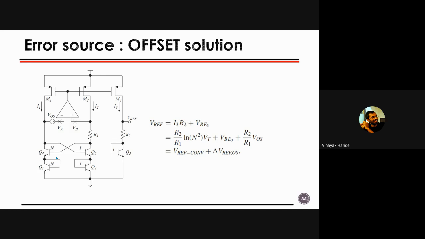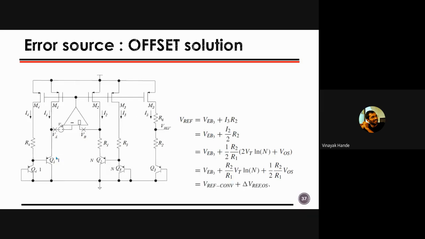So people don't prefer this kind of circuit below 180 nanometer technology. At 180 nanometer technology also, it can operate only at room temperature and above. Below that it is very, very difficult. So you are sacrificing area just to tackle the offset, and from here you can figure out how important offset is.